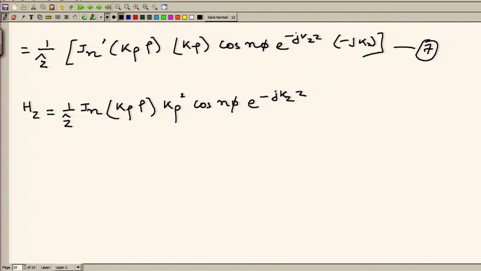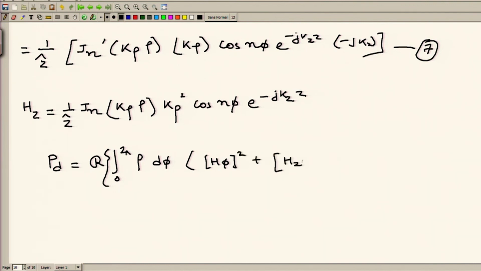Again, to find the attenuation constant we need to find P d and P f. So, the power dissipated P d can be written as R times the integration from 0 to 2 pi of rho d phi, then H phi square plus H z square at z equals 0 and rho equals a.